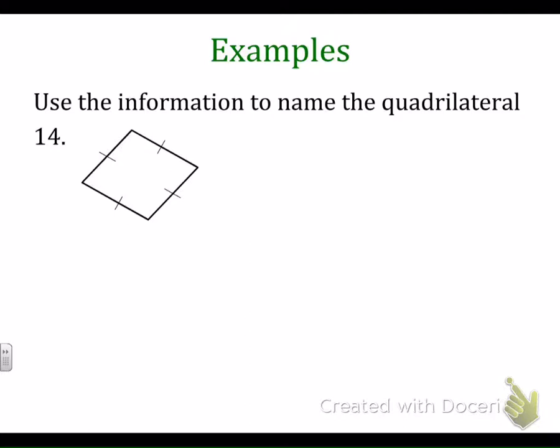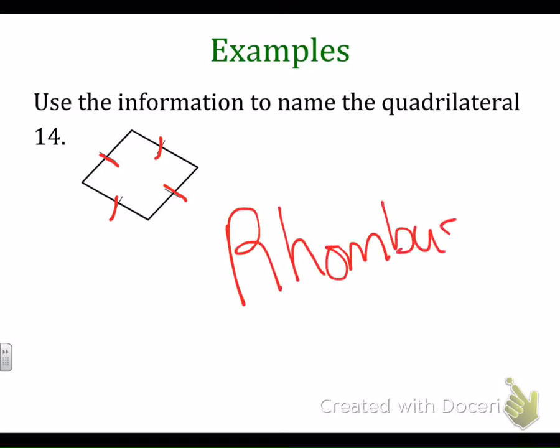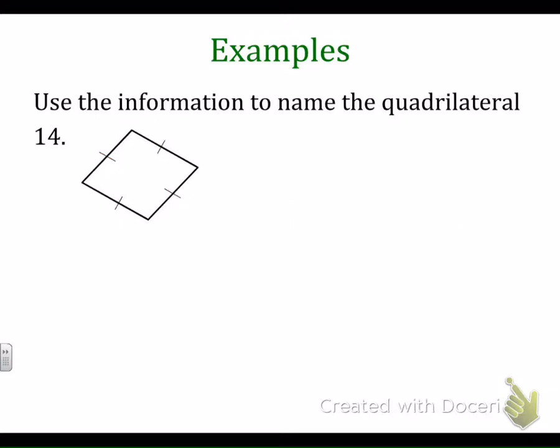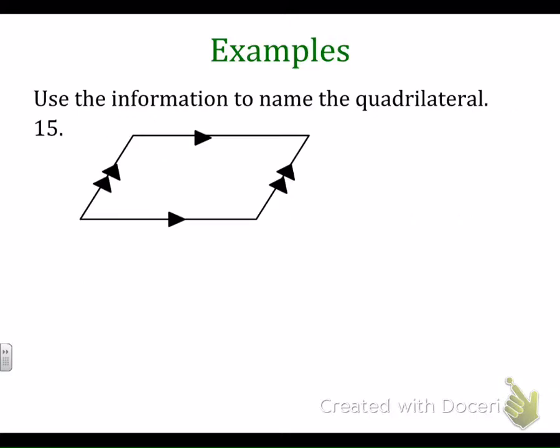Now, all we're given here is that all the sides are congruent, so this has to be a rhombus. Here we're given the opposite sides are parallel, so this is a parallelogram.